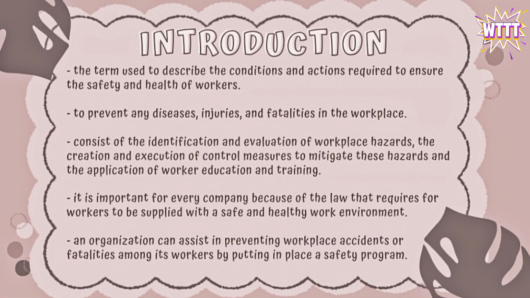First and foremost, occupational safety and health, known as OSH, is the term used to describe the conditions and actions required to ensure the safety and health of workers. OSH is used to prevent any disease, injuries and fatalities in the workplace. It also consists of the identification and evaluation of workplace hazards, the creation and execution of control measures to mitigate these hazards, and the application of worker education and training.